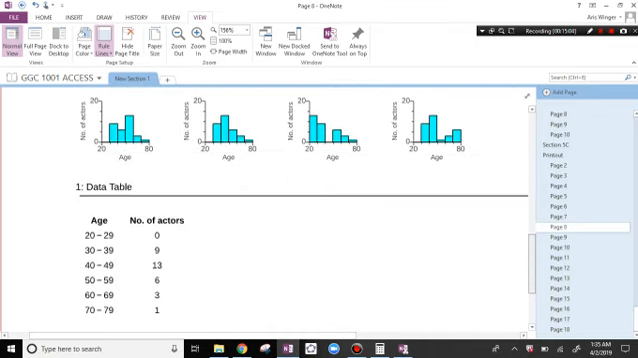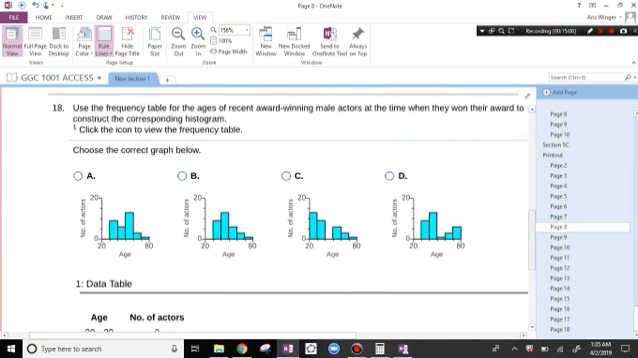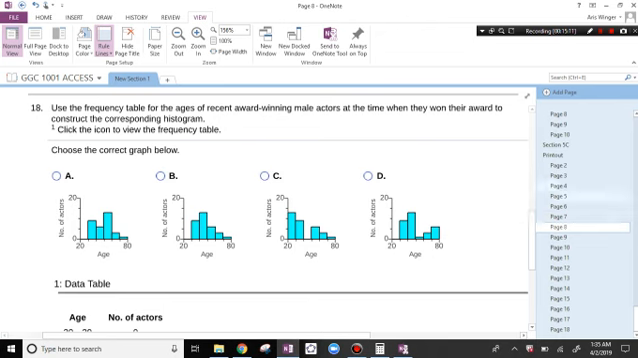18 and 19, you need to click on the data. Oh, they're here. Great. So 18 and 19, we can look at the data and see which one is which.